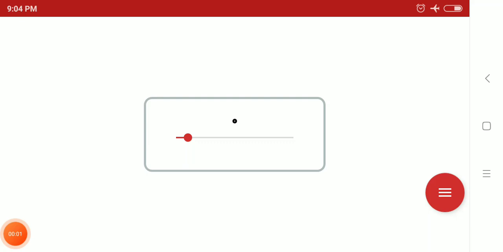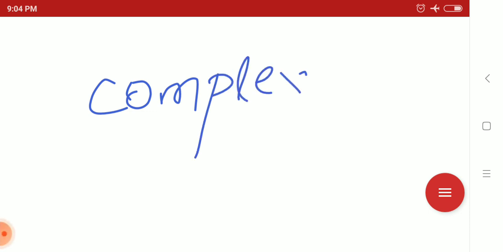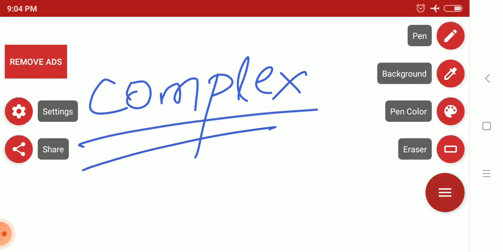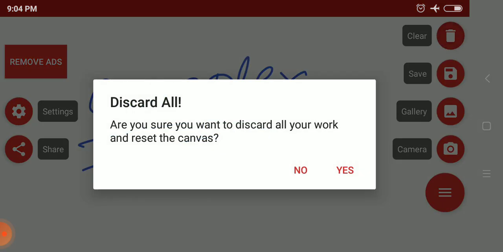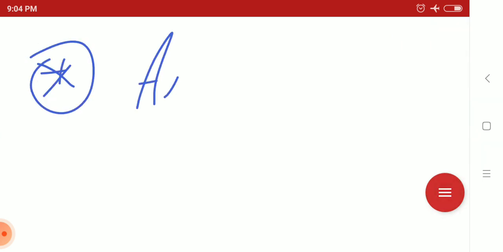Friends, today we are going to discuss the second part of complex functions or complex numbers. So today it is our second part of our discussion of this complex series. So let's start the discussion. Today our topic is the argument and many properties of complex functions.